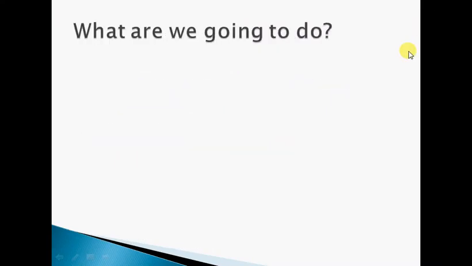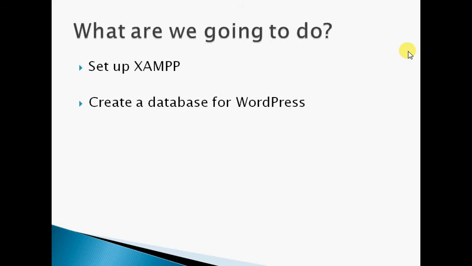So in this video, what are we going to do? We're going to set up XAMPP. It's really easy, you just extract the archive. Then we're going to set up a database for WordPress. After that, we're going to unpack WordPress, and then we're going to set it up.